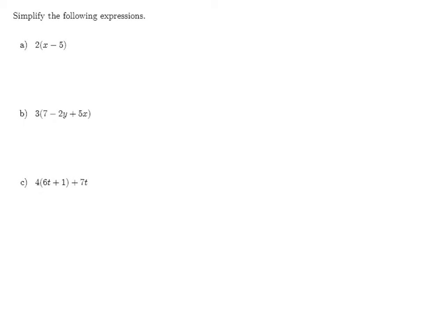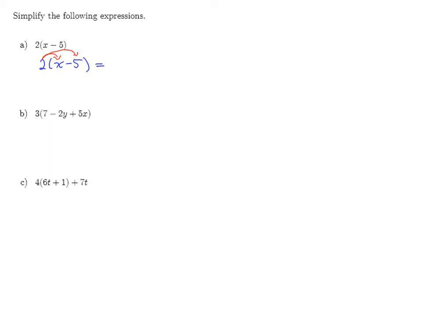In this first expression, we have 2 times the quantity x minus 5. So, in order to simplify that, we're going to distribute this 2 across that expression x minus 5. And to do that, we will distribute the 2 to the x, and then we'll distribute the 2 to the 5. We'll note that our property of distribution applies to addition, but because subtraction is adding the opposite, we're able to apply it here as well.